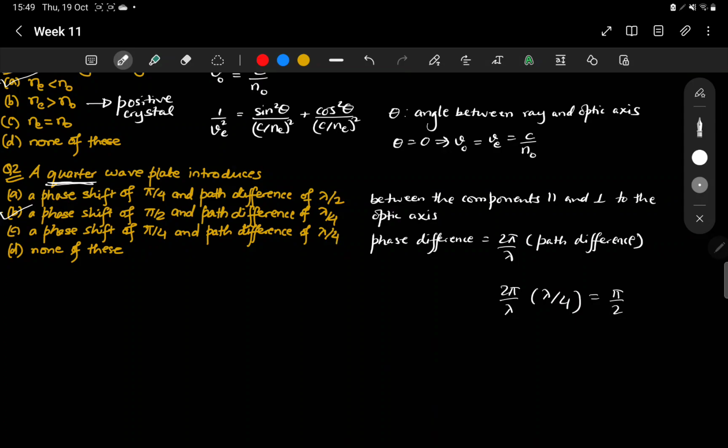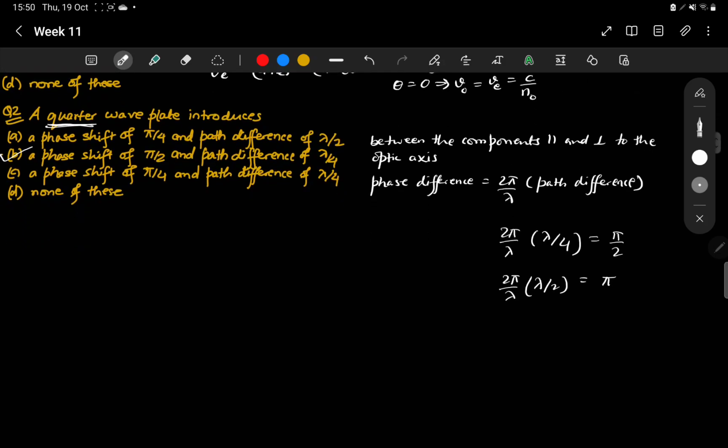Lambda by 4 cannot give a phase shift of pi by 4. Similarly, if my path difference is lambda by 2, then phase shift would be pi. Again, option A is incorrect because lambda by 2 path difference cannot give me a pi by 4 phase shift.